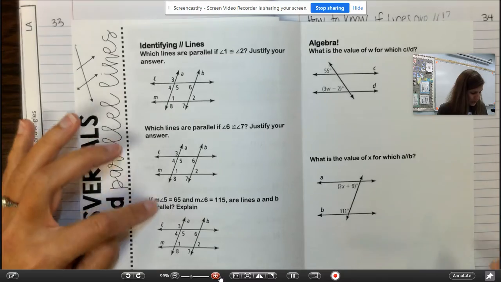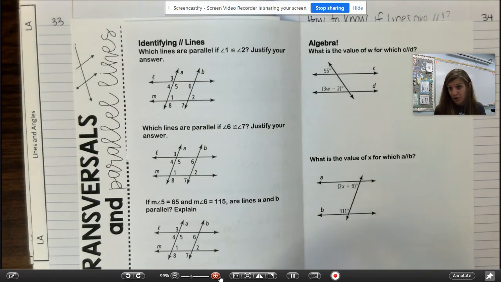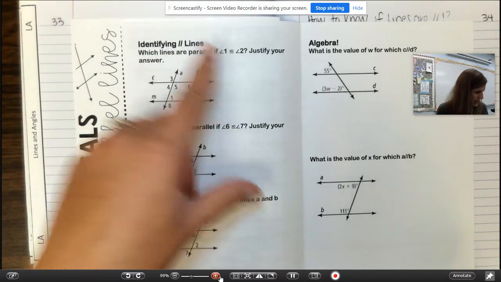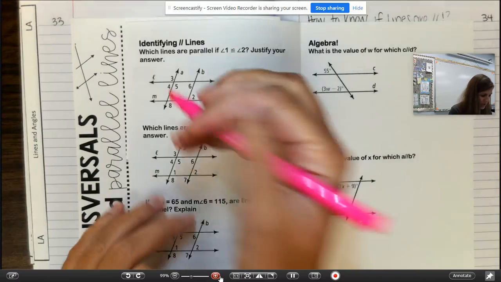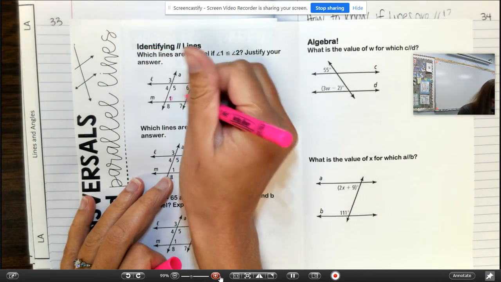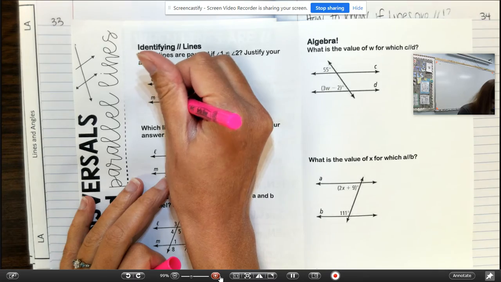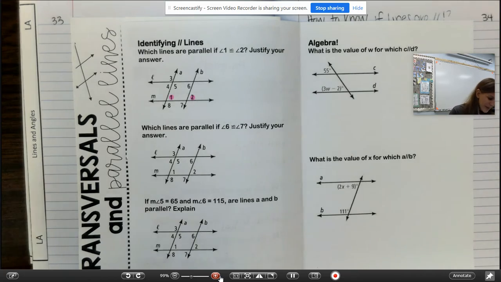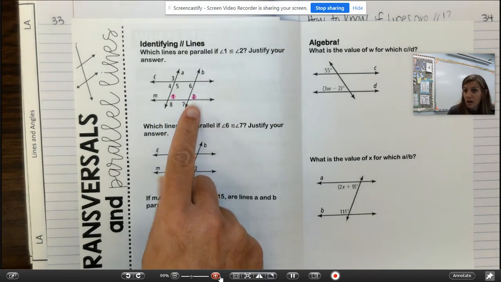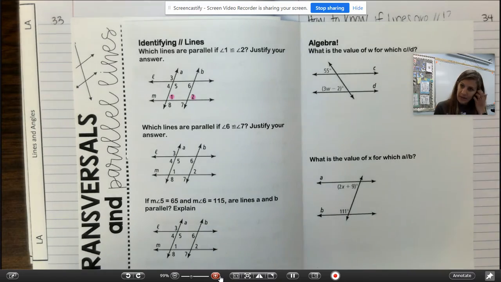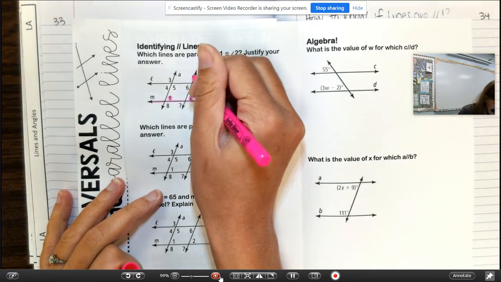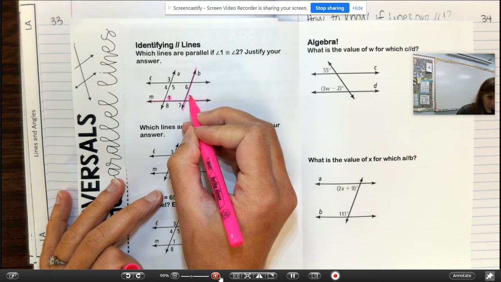So for these first ones, we want to identify if we have enough information to know that the lines are parallel or not. Which lines will be parallel if angle 1 is congruent to angle 2? Since we're talking about congruency, it's going to hopefully be one of those top 3 pairs. So if we take a look at angle 1 and angle 2, which lines will be parallel? Angle 1 and angle 2 are corresponding angles, and here's what I like to do to figure out which lines will be parallel. Angle 2 is touching this line here and that line there. Those are the 2 lines that form that angle.